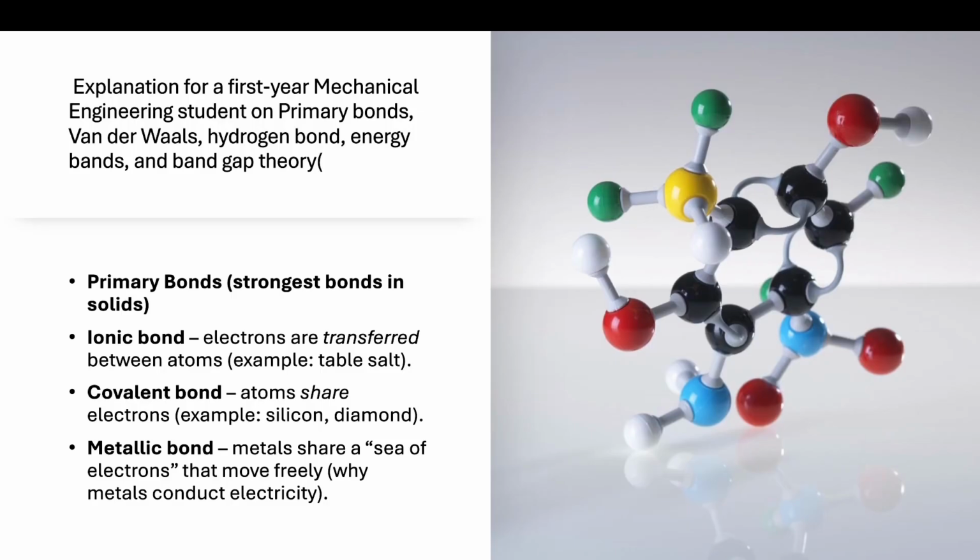For the second part, I had to explain to a first year mechanical engineering student that has some background knowledge the following. For primary bonds, we know that they're the strongest bonds in solids, which are ionic bonds, where the electrons are transferred between atoms, like table salt. Covalent bonds, where atoms share electrons, like silicon and diamond. And the metallic bonds, where they share a sea of electrons that move freely, which is why metals conduct electricity.